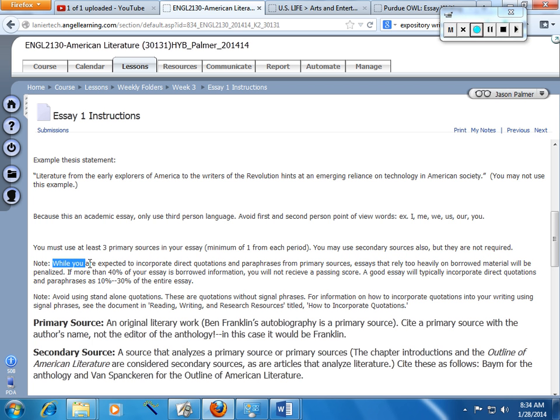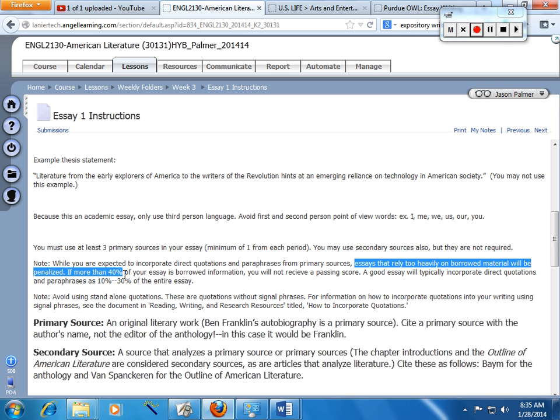All right, it says, note, while you are expected to incorporate direct quotations and paraphrases from primary sources, right? That's how you incorporate a source, with direct quotes or paraphrasing the material. It says, essays that rely too heavily on borrowed material will be penalized. So if you want a good mark, 40% or less of your essay should be direct quotes and paraphrases. Right? That means 60% of it is your analysis, your commentary based on those quotations and paraphrases and how it fits with your general thesis. Does that make sense?